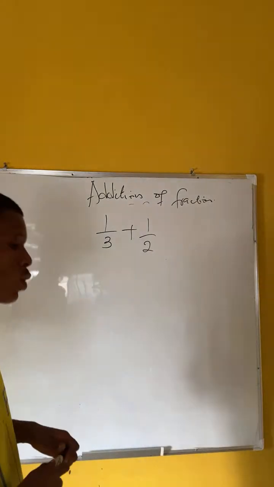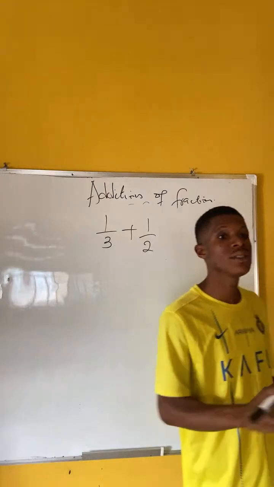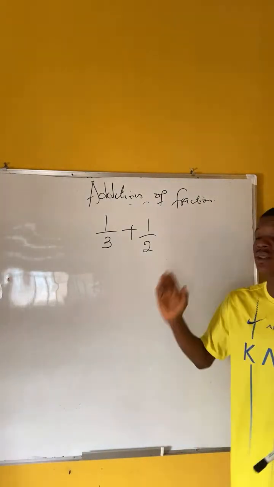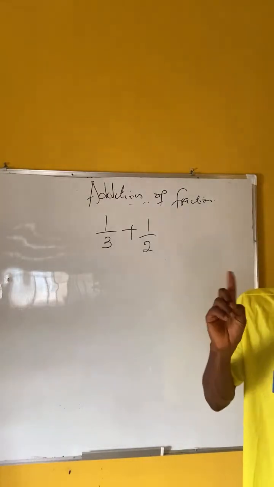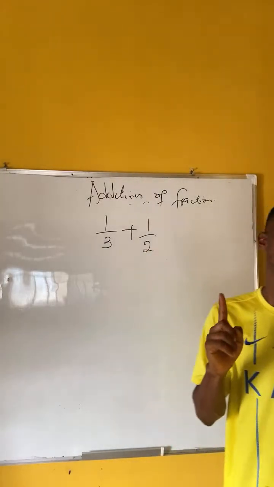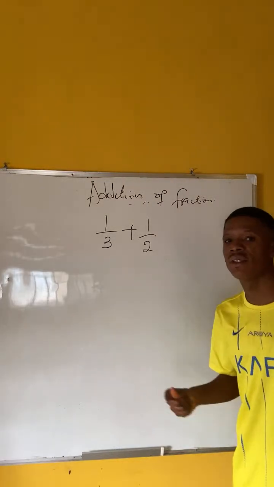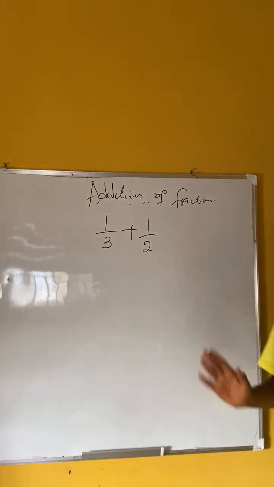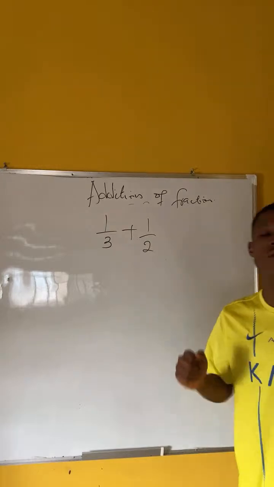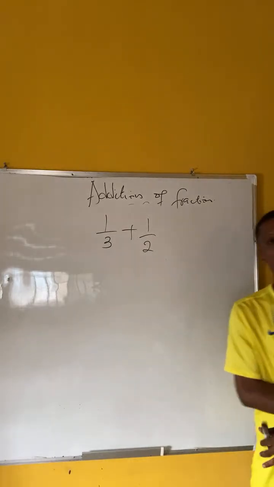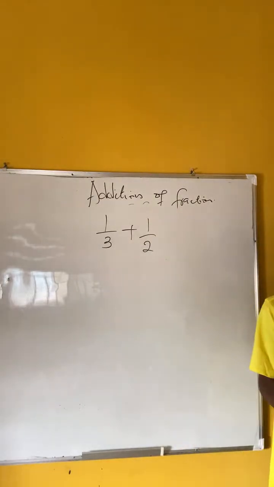Okay, this is adding two unit fractions together. What are unit fractions? Unit fractions are fractions where the numerator is always 1, and the denominator is not 0 or 1. So that particular fraction is seen to be a unit fraction.